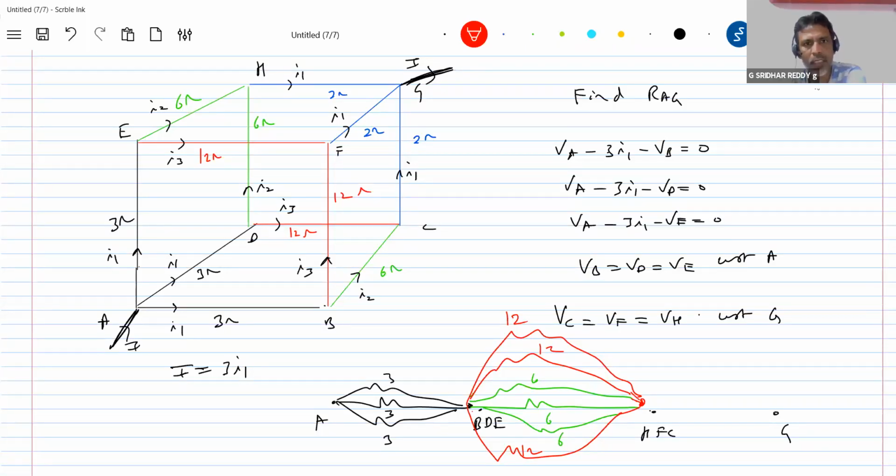Between HFC and G, there will be a 2 ohm resistance. So how about the circuit? The circuit is simple series parallel, no? Unless they made it 3-dimensional. Okay, got this. So what you have to check is this particular thing. You have to make the circuit simple series parallel, then we can manage it. I think the resistance RAG will be just 3 ohm.